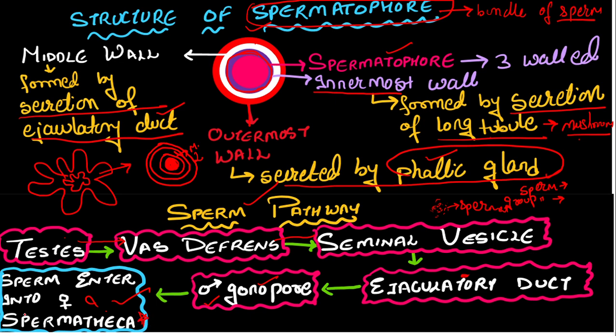Now this was the NEET question. The question was: which among the following is not a part of the female reproductive system? Spermatheca, when we say sperm, it feels like it is a male part. No, spermatheca is a part of the female reproductive system.